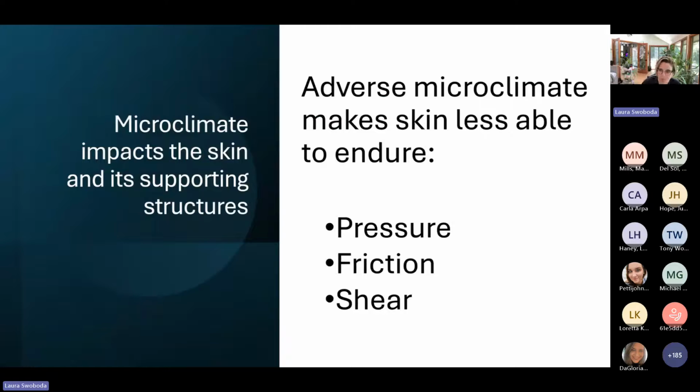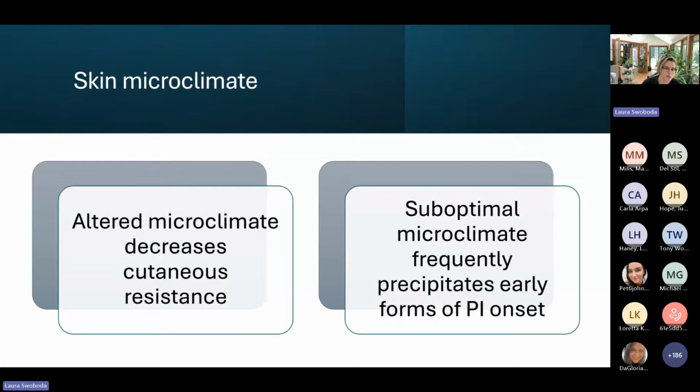Microclimate impacts the skin and its supporting structures. If it's an adverse microclimate, so if it's hotter, if it's more moist, etc., the skin is less able to endure pressure, friction, and shear. So all of those forces that are leading to pressure injuries. An altered microclimate decreases that cutaneous resistance. So we're talking about our tissue tolerance, right? And a suboptimal microclimate frequently precipitates early forms of pressure injury onset.